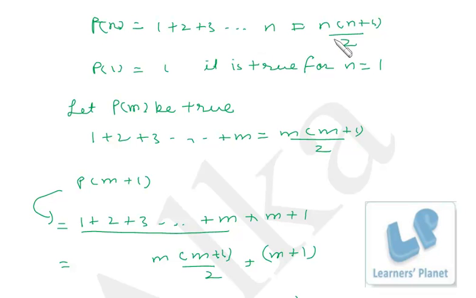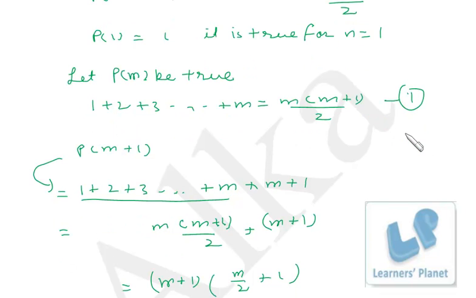Pn that is given to us is n plus 1 by 2, right? P1 is true, right? First of all, this is the first step. Then we assume that Pm is true. If Pm is true, that means if I put n is equal to m, I'll be getting this. So this is the assumption, let Pm be true. That is the first step, right? Then we find out Pm plus 1. So Pm plus 1 will be what?